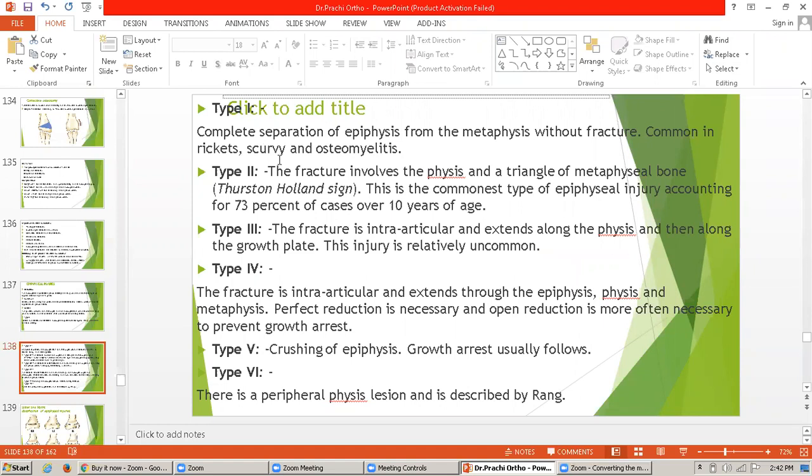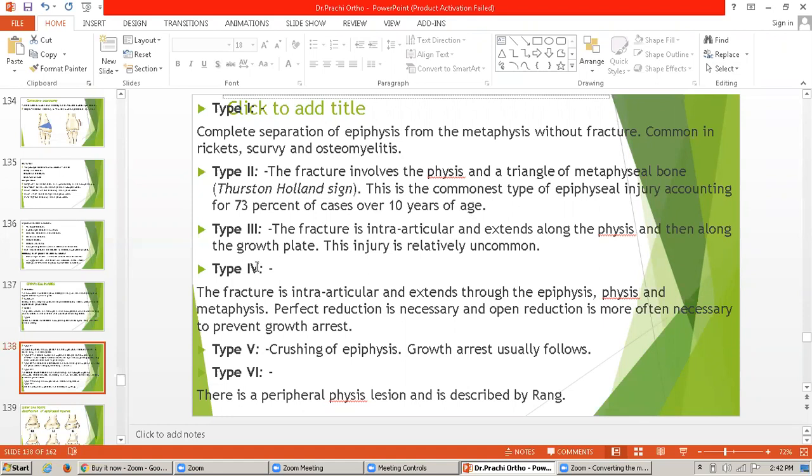In type 1, there is a complete separation of epiphysis from metaphysis without fracture, and it is commonly seen in rickets, scurvy, and osteomyelitis. Then type 2, that is the fracture involves the physis and the triangle of metaphyseal bone, that is Thurston Holland sign. This is the commonest type of epiphyseal injury, accounting for 73% of the cases over 10 years of age.